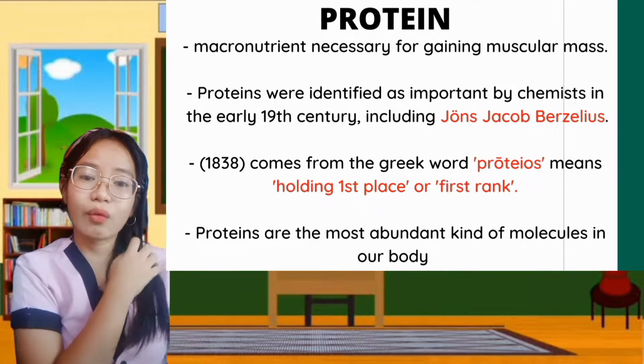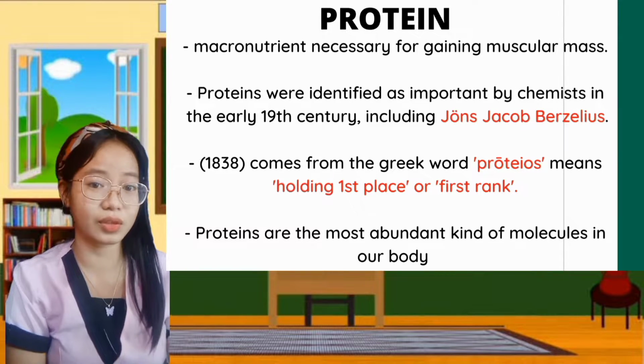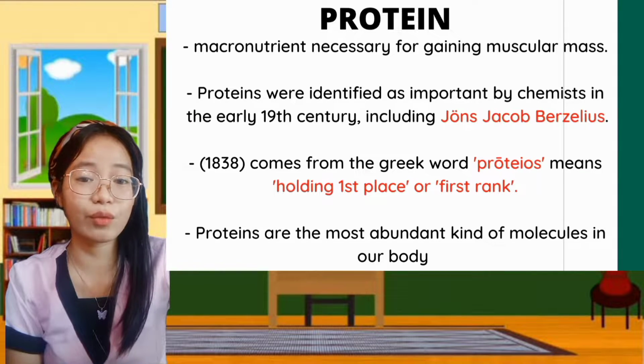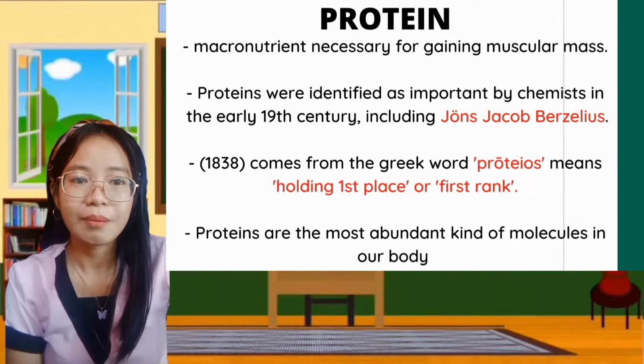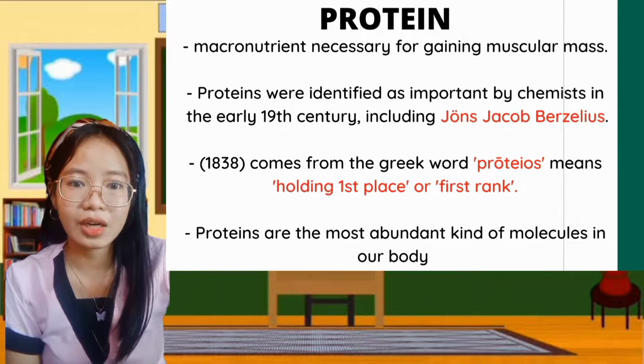Okay, so now we are going to learn more about protein. Does anyone in the class have prior knowledge about what protein is? Anyone? Okay, now let's define what protein is. So here we have the macronutrient necessary for gaining muscular mass. Protein is a macronutrient that is essential for building our muscle mass.